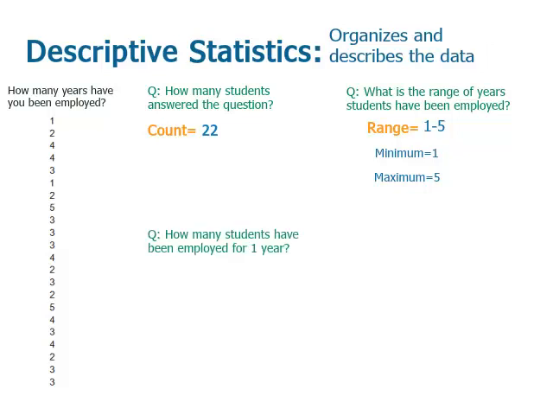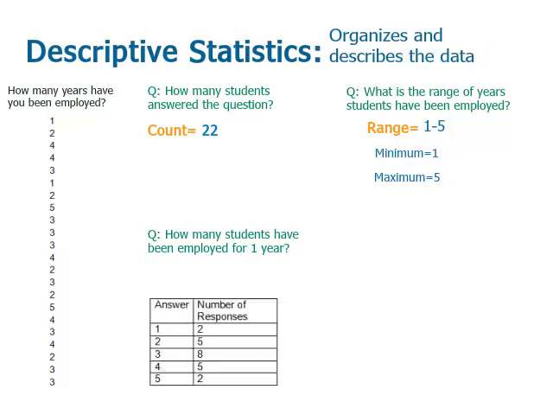Another question that might be asked is, how many students have been employed for 1 year? So now we're getting a little more sophisticated in our questioning. We're not just counting, we're not just looking for the lowest and the highest number, but we're doing something a little more sophisticated by saying, let's just look at the 1 year students and then give me the answer to that. So very often when you ask that kind of question, it's presented in a table like this.